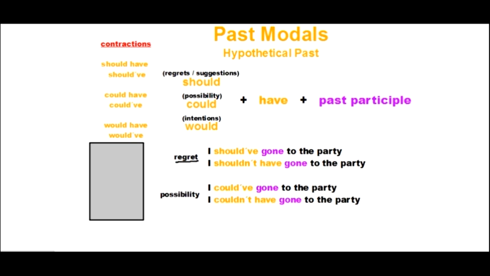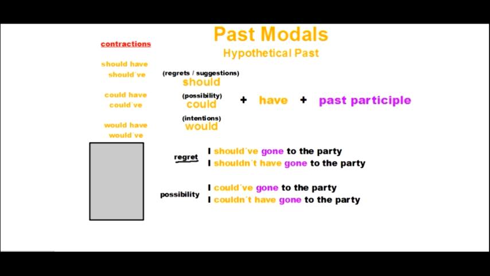Let's take a look with possibility. Remember possibility, I use things like could, or maybe in the negative couldn't. So maybe it was possible for me to go to the party. So another way to say this is saying a past modal, I could have gone to the party. I have my modal verb could, my auxiliary verb have, and the past participle still, right?